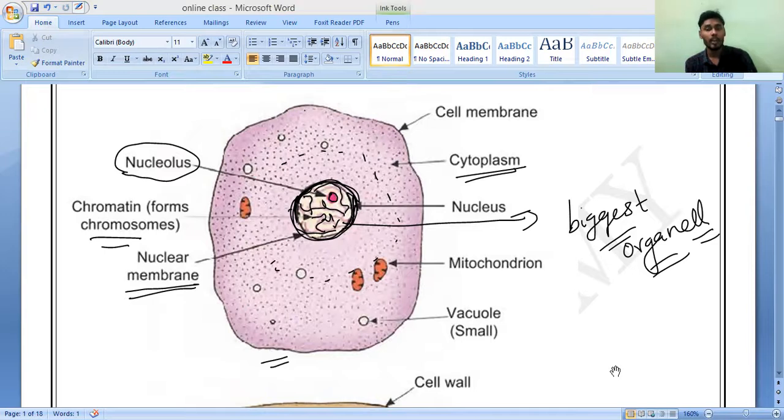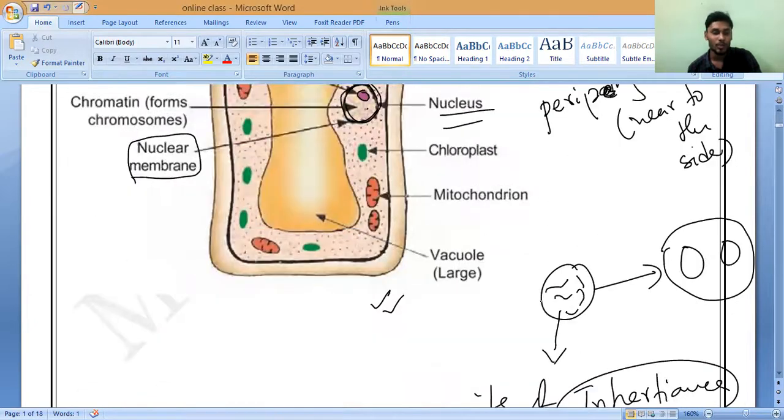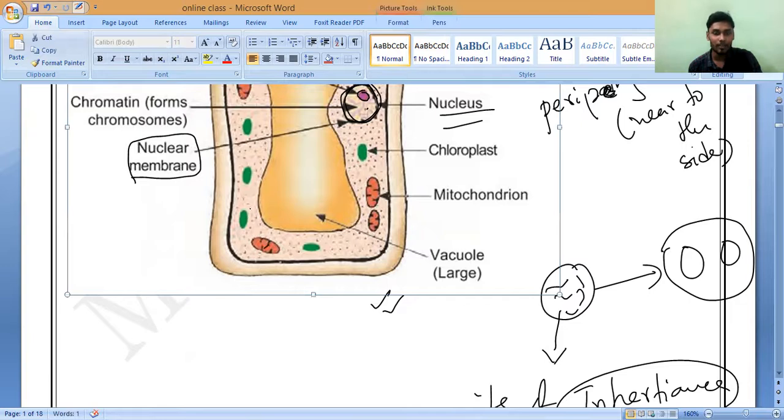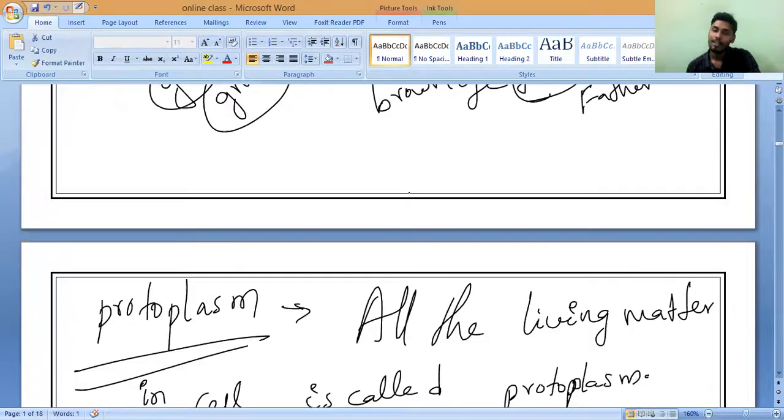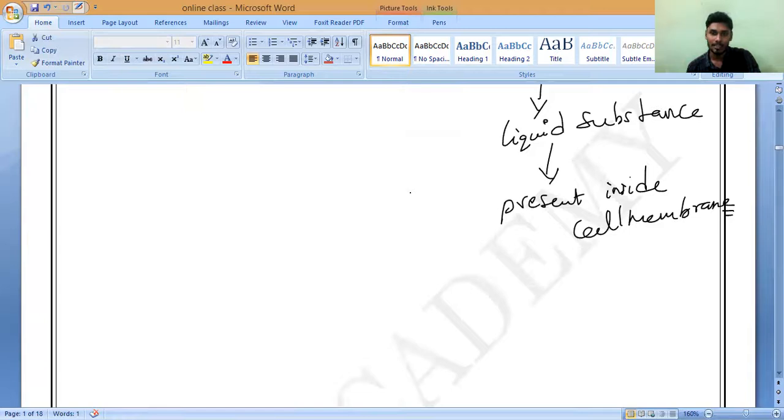Are you able to see the vacuoles? Yes, sir. Everything is called protoplasm, everything together. Even in a plant cell, chloroplast which contains chlorophyll, the big vacuole, small vacuoles, mitochondria, everything together, what should we call it? Protoplasm. That's all. So please write it.